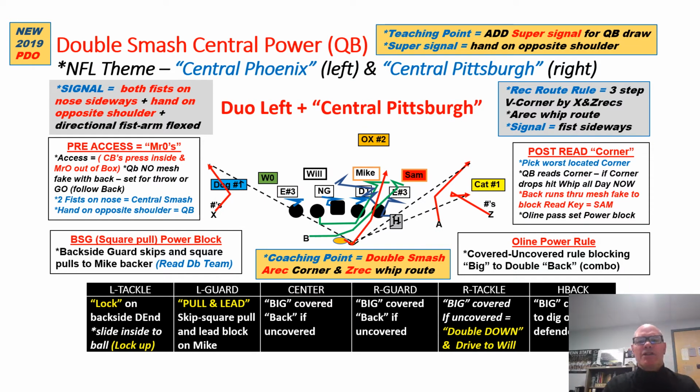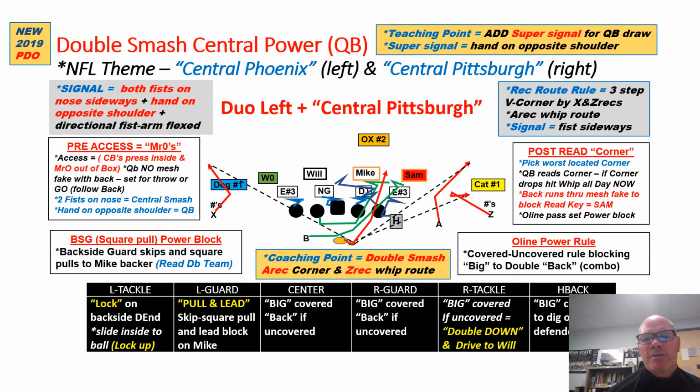If we want to go ahead and change the routes for matchups, we do a double smash. The only thing that changes here with the signal now is we're going to do two hands, both in front on the nose. Again, we still would do our super signal. What's going to happen with the route adjustment is now the number 2 receiver will run the corner route to the slot side, and the Z, being the A, and the Z will run the whip route.